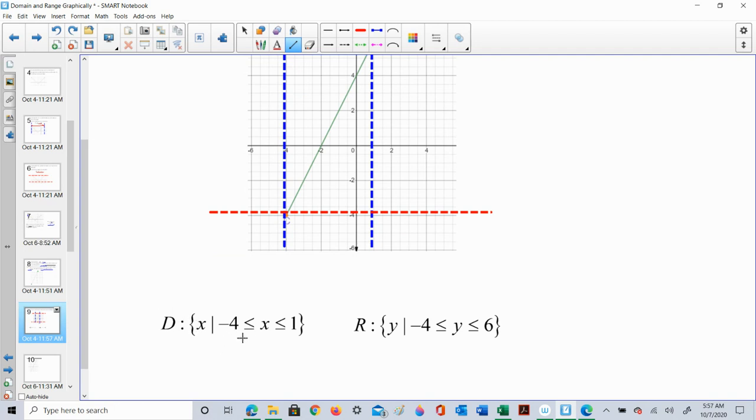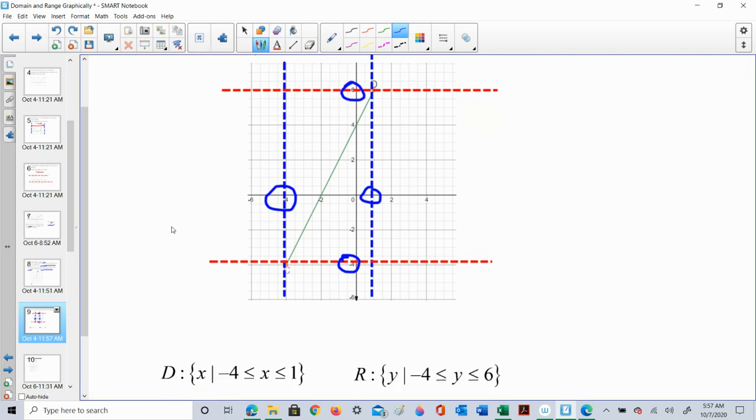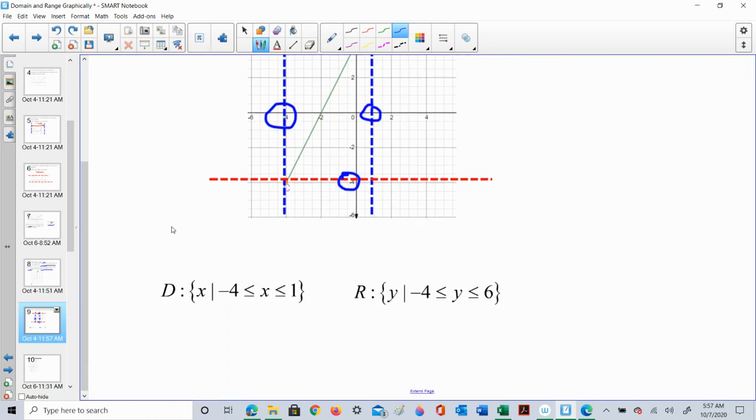Our domain is x, such that x is greater than or equal to negative 4 over here, as high as 1. So our domain would be x greater than or equal to negative 4, less than or equal to 1. Range is y such that y is greater than or equal to negative 4, less than or equal to 6.